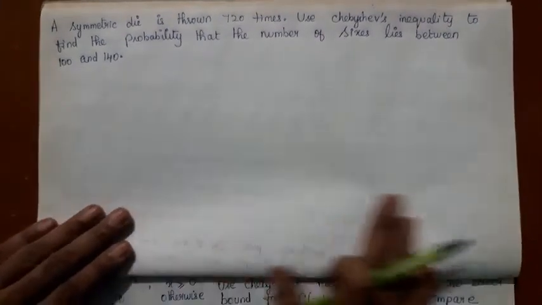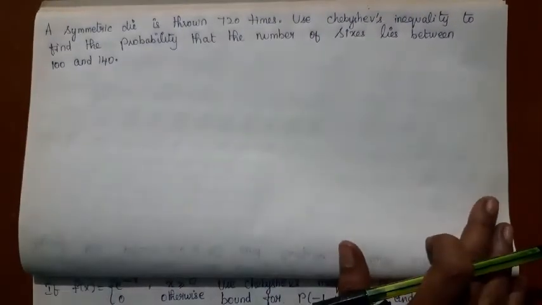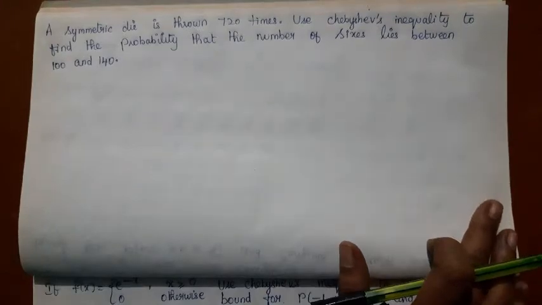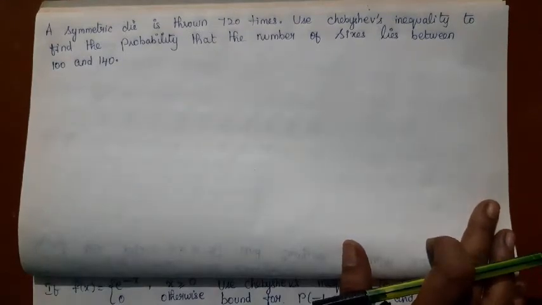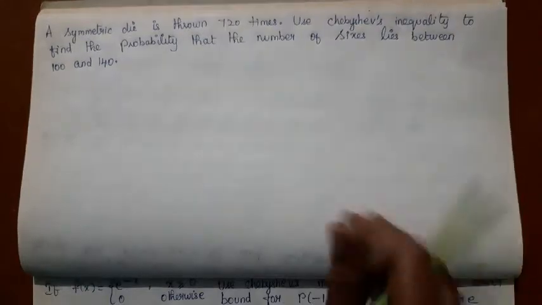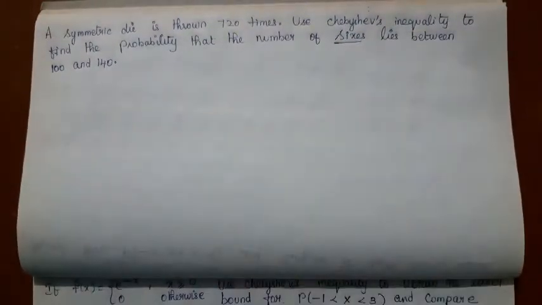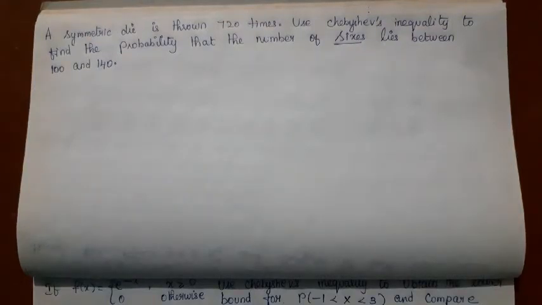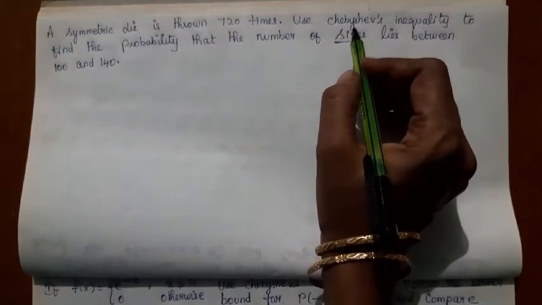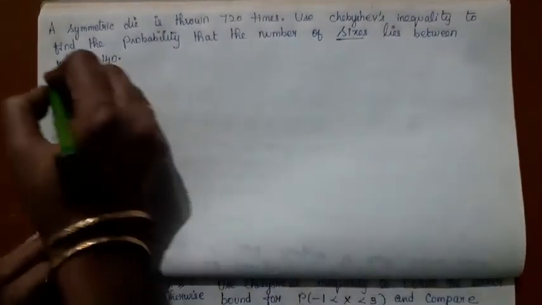Now let us consider this problem. A symmetric die is thrown 720 times. Use Chebyshev's inequality to find the probability that the number of sixes lies between 100 and 140. Actually, for this you can even try to compute the probability value directly, but the question specifies that you should use Chebyshev's inequality.